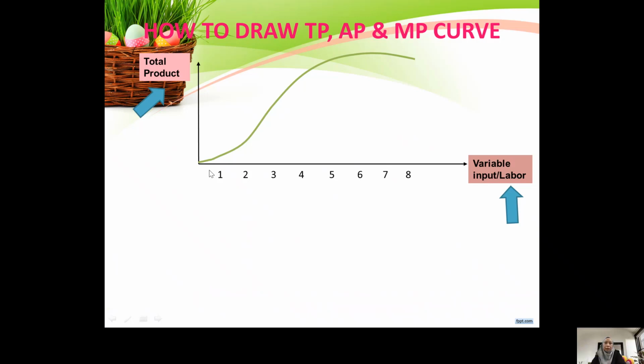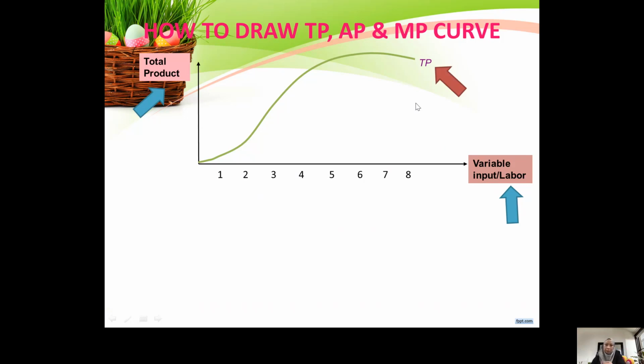When you draw the total product curve, it looks like this. It starts to increase rapidly, and then suddenly reaches the maximum here. After you draw the total product curve, label the curve using the acronym TP. So this one is the label for the total product curve.